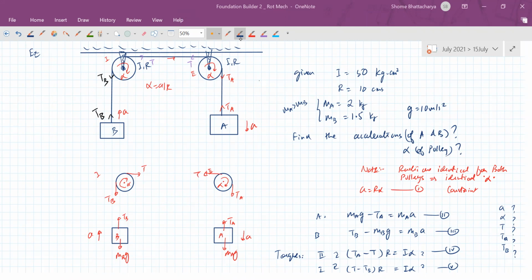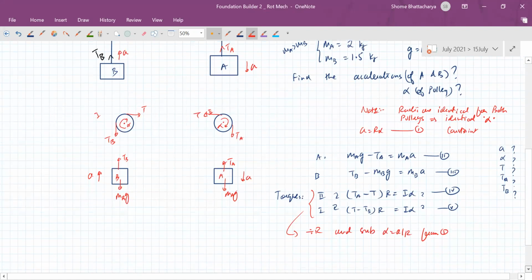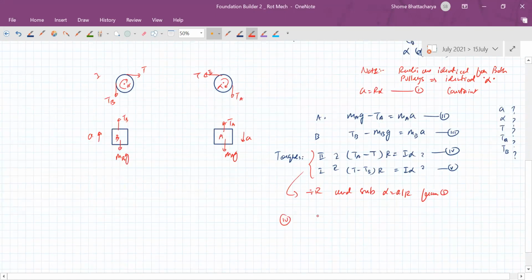Okay, so hope the equations are all clear. Now let's come to the solving of the equations. So what we can do is, you always start with the torque equations. So for these two equations, divide by R and substitute alpha as A by R from the constraint relation. So equation 4 will become TA minus T is equal to I by R square into A. Why do I have R square in the denominator? Because I've divided by R on both the sides, and then I've also substituted alpha as A by R. So there are two R's in the denominator.